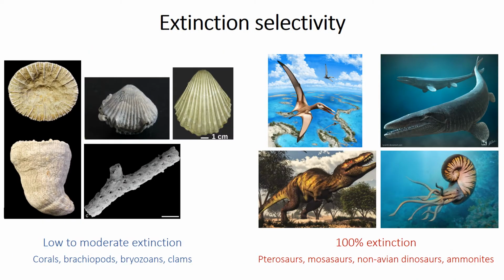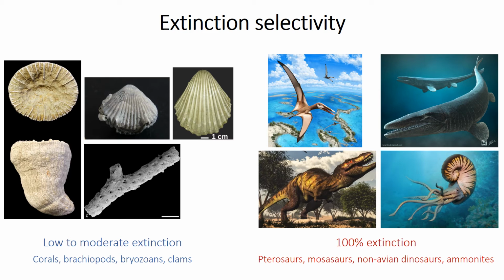All right, we'll pivot for the last part of the video to talk about extinction selectivity and why certain organisms survived. If we look at the survivors, focusing mostly on ocean organisms here with the exception of dinosaurs, things like corals and clams and brachiopods and bryozoans all had lowish to moderate extinction. They definitely had extinctions. They didn't completely avoid this.